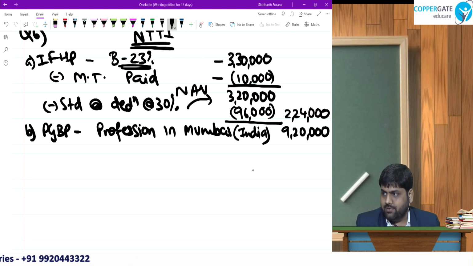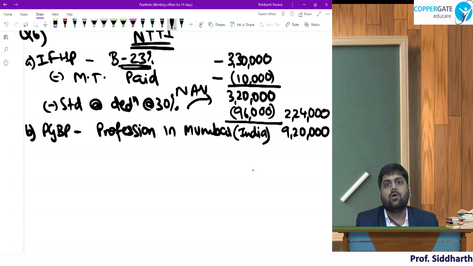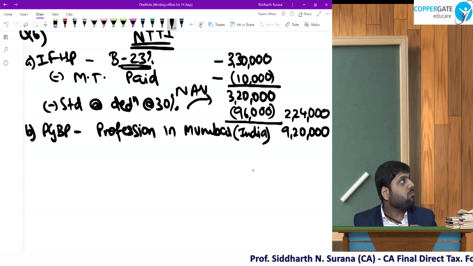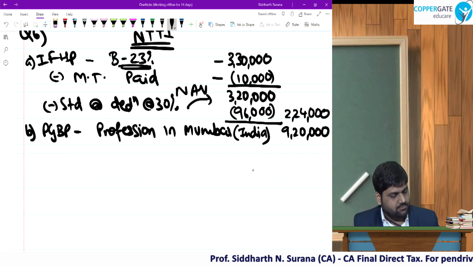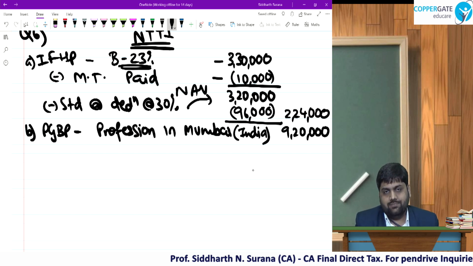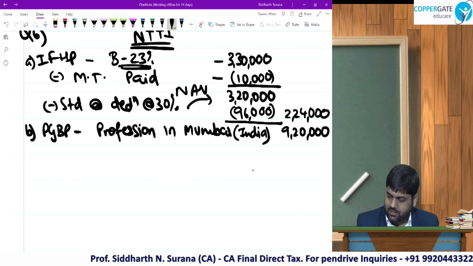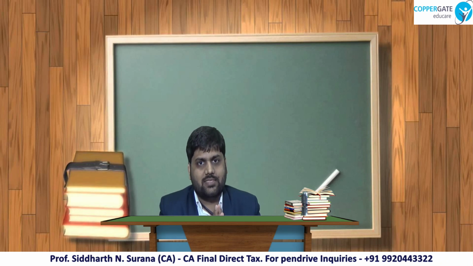Agriculture income is exempt only if earned in India. Outside India, it is taxable only for residents. Under IFOS, agriculture income is exempt only if in India. Outside India, it is taxable only for residents under IFOS.